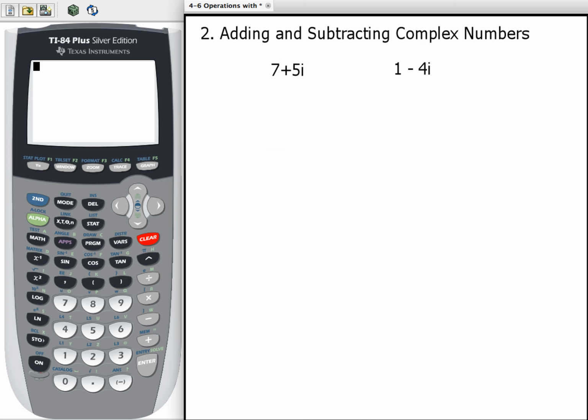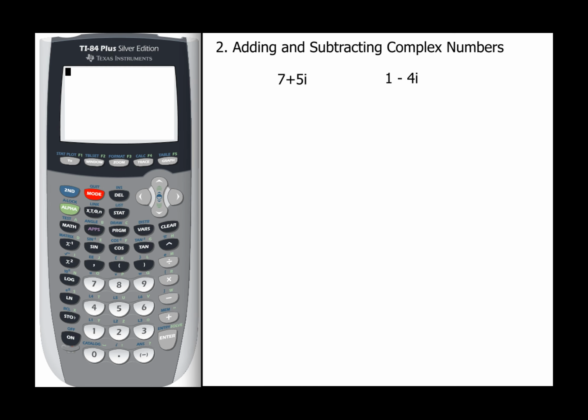So let's take a look at adding and subtracting complex numbers. Now for adding and subtracting complex numbers, this is pretty straightforward. You guys will pick this up right away. Sometimes in some textbooks they'll just write it horizontally like this. You'll see 7 plus 5i plus 1 minus 4i. And all you're going to have to do when you see it horizontally is combine the real number parts. So 7 plus 1 ends up giving you 8.